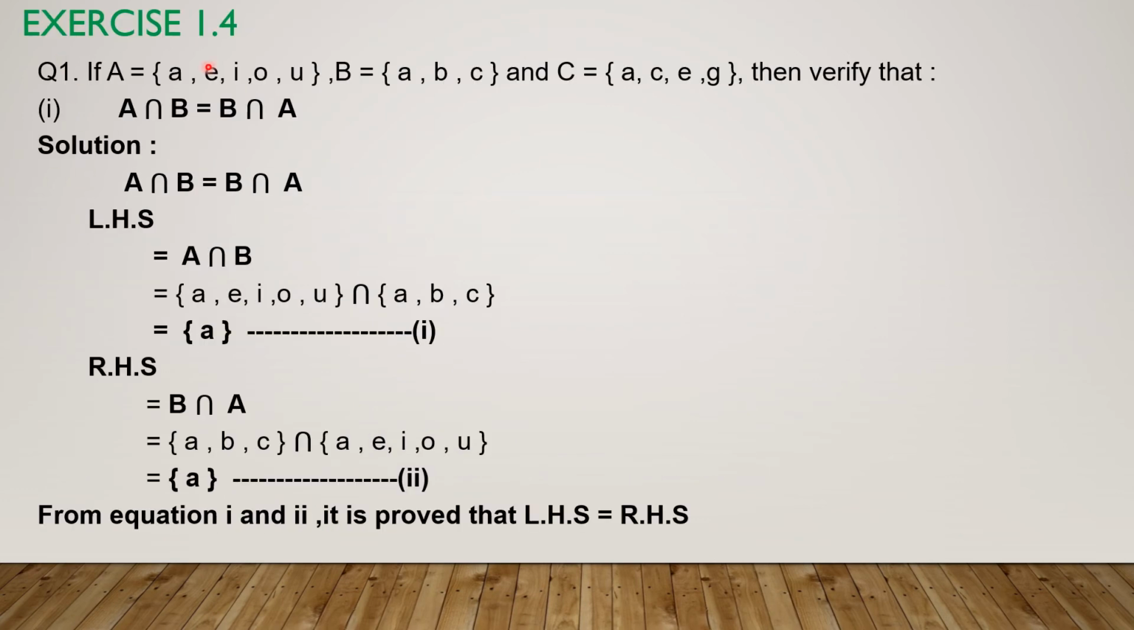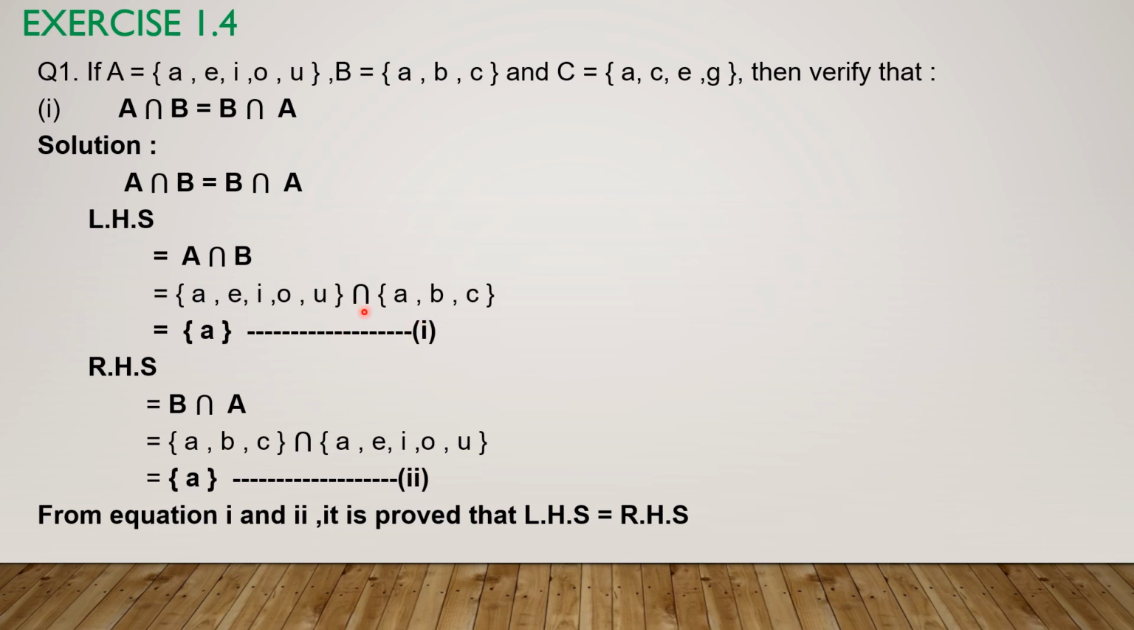Students, let's start exercise 1.4, and in this exercise we will apply the properties that we have learned. If A is equal to this set, B is equal to this, C is equal to this, then verify that A intersection B is equal to B intersection A. So students, whenever question is verify or prove that, we always take left hand side of equation first. So we will rewrite our question, then we will take left hand side of our equation, that is A intersection B. Now put the value of A, that is A, E, I, O, U over here, then sign of intersection, and then we will put value of B, that is A, B, C.